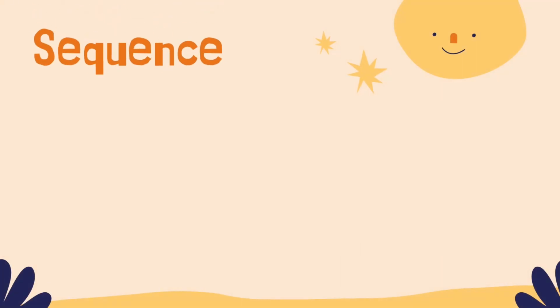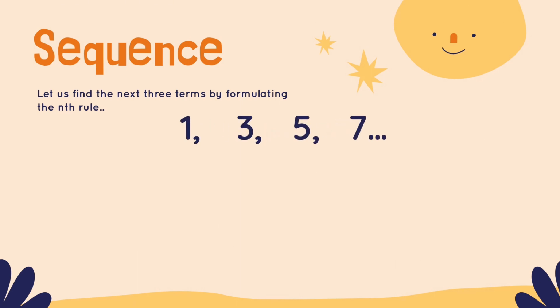Let's have another sequence. Let us find the next 3 terms by formulating the nth rule. So this is our sequence, 1, 3, 5, 7. Again, first we have to look for a pattern. So 1, 3, 5, 7. Okay, so 1 is the first term, 3 is the second term. To get to 3, we need to add 2. 1 plus 2, that is 3.